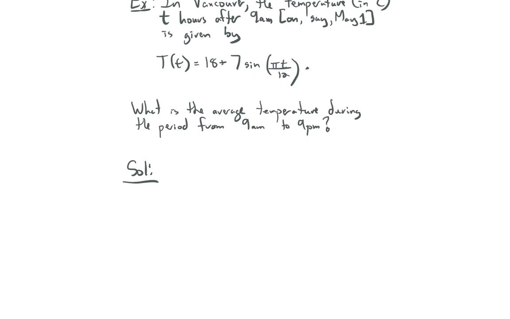Let's look at one more example. So let's say in Vancouver, we have the temperature on some day. In fact, that day will be May 1st in our example. There's a function that represents the temperature, and that is 18 plus 7 times sine of pi t over 12, where t is the number of hours after 9 a.m. So if t equals 0, that's the temperature exactly at 9 a.m. If t equals 3, that's the temperature at noon. If t equals -1, that's the temperature at 8 a.m. on May 1st. So this is the function here.